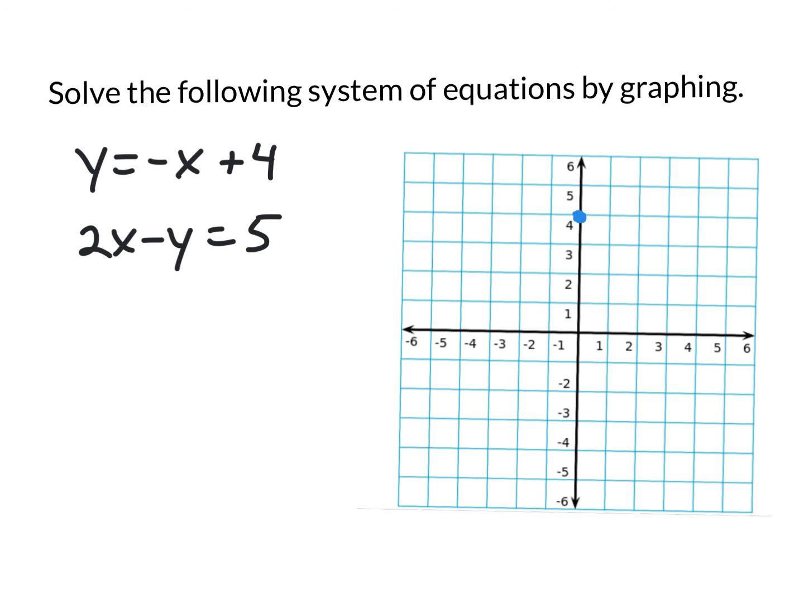So my next point would be here, okay? Or I could keep going, okay? And then we just draw that line straight through, okay? Or as straight as possible, okay?